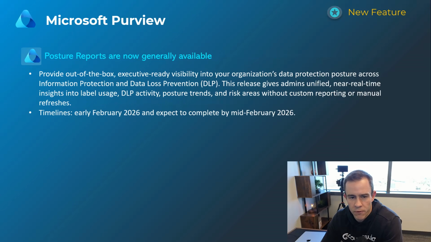And then the very last one here is posture reports generally available. This is giving you the ability to see posture reports around trends, around information protection, so sensitivity labels, and then your DLP policies if you've rolled those out. And this is giving you insights into how users are applying labels, what DLP activity looks like, what posture trends look like as part of this as well.